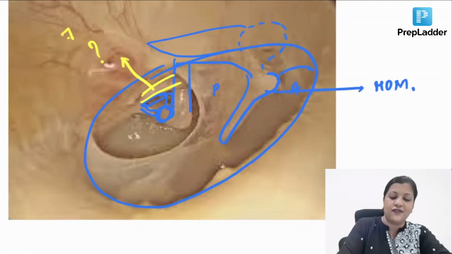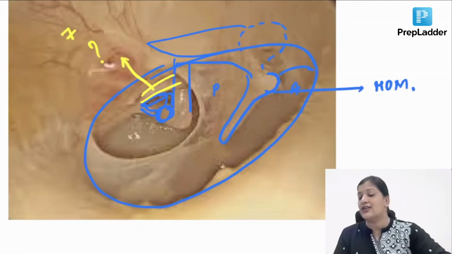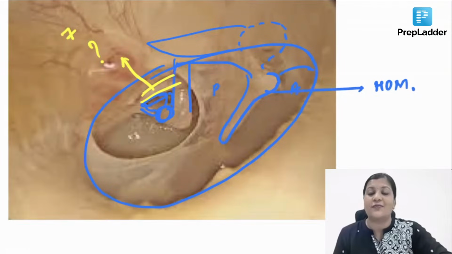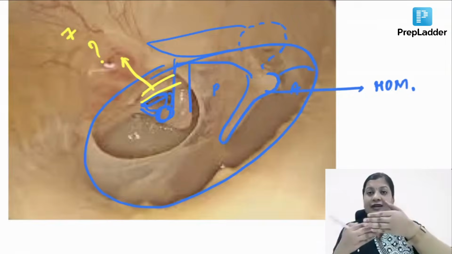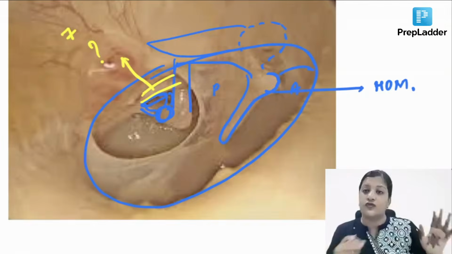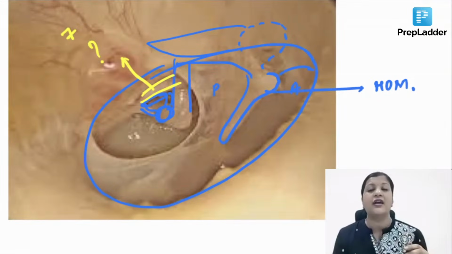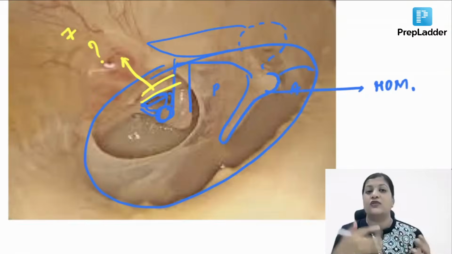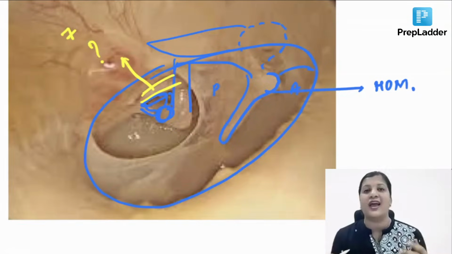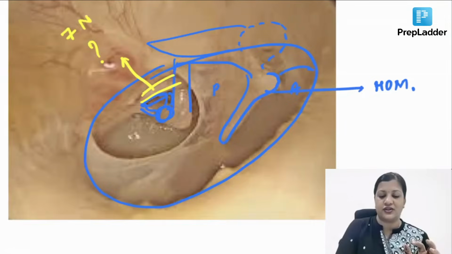Yes, this is going to be your facial nerve. Somebody has written chorda tympani. Chorda tympani is not present in the middle ear. It travels through the tympanic membrane, between the layers of the tympanic membrane, from the posterior to the anterior quadrant, and it has no relation with the medial wall of the middle ear where we have the oval window and the footplate of the stapes. So what nerve are we looking at? This is your facial nerve.